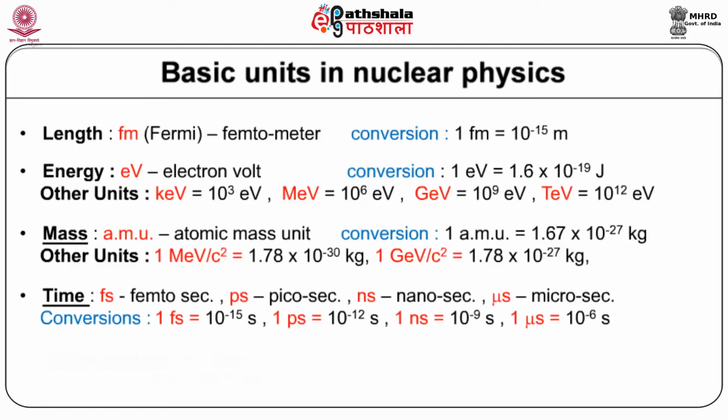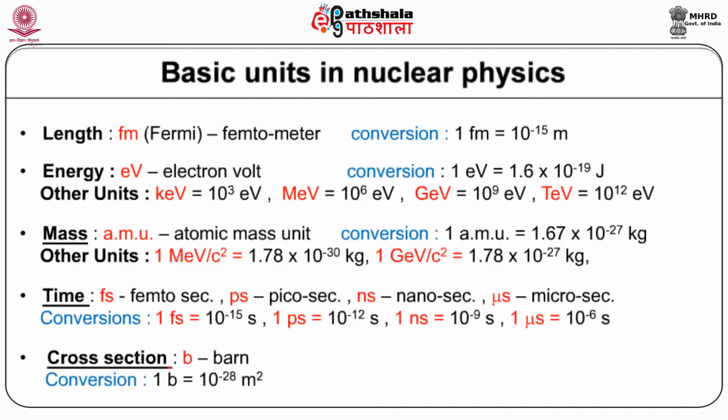Now time in nuclear physics is basically defined in terms of femtosecond, picosecond, nanosecond and microseconds. Femtosecond is represented with fs, picosecond with ps, nanosecond with ns and microsecond with μs. The conversion formula is 1 femtosecond is equal to 10 to the power minus 15 second. 1 picosecond is equal to 10 to the power minus 12 second. 1 nanosecond is equal to 10 to the power minus 9 second. 1 microsecond is equal to 10 to the power minus 6 second.